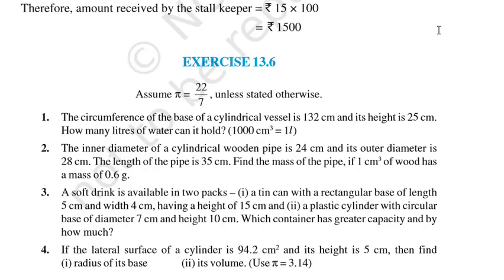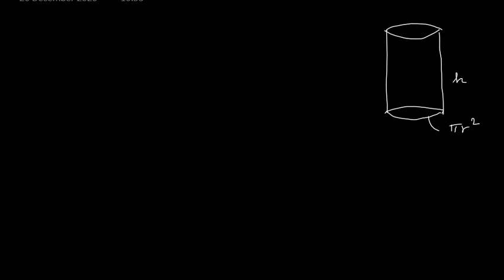Here we are going to discuss the problems related with volume of cylinder. So let us first see what is the formula for volume of cylinder. This is something like a cylinder. Now if you see, area at the base is pi r square. Now this area, if I multiply by height, I will get volume. So my volume is pi r square h. This is the formula for volume of a cylinder.